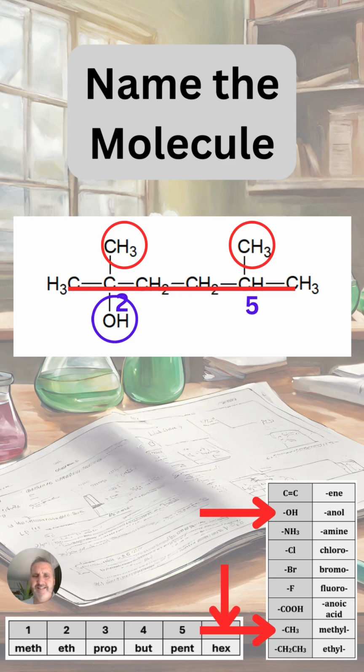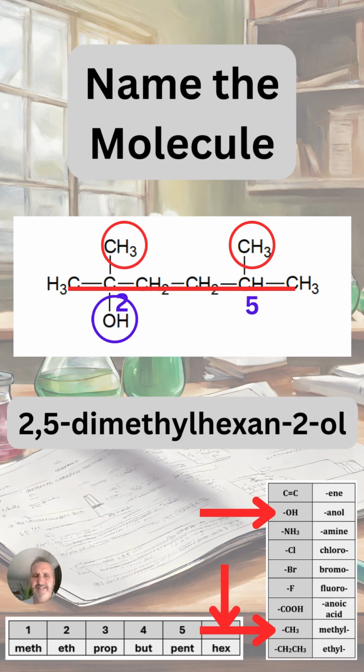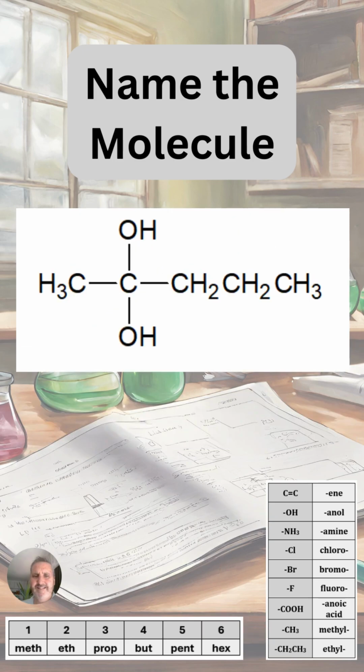So this is 2,5-dimethyl butanol. But we also need to say where the OH comes off. So we are going to say the OH comes off the second carbon. So the actual final name for this is 2,5-dimethyl hexan-2-ol.